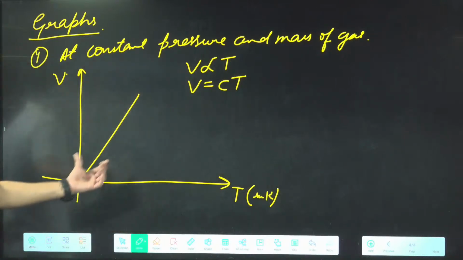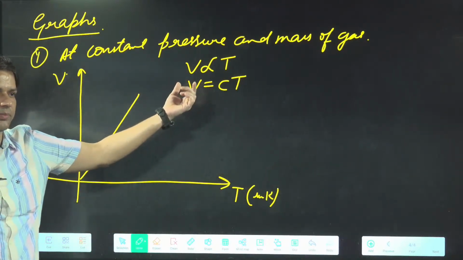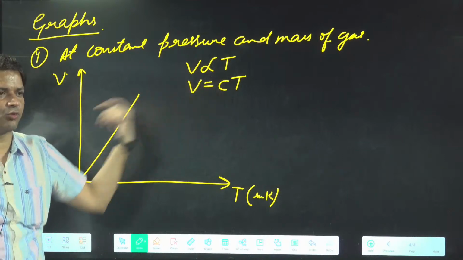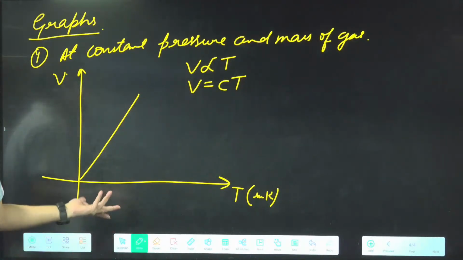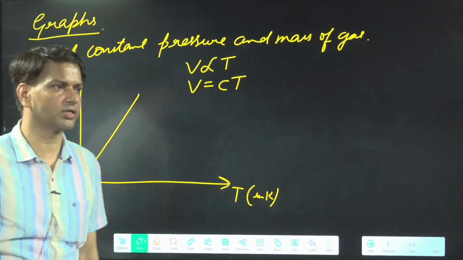Yes or no? V you will replace by Y, T you will replace by X. So what will you get? Y is equal to Mx, a straight line passing through origin.